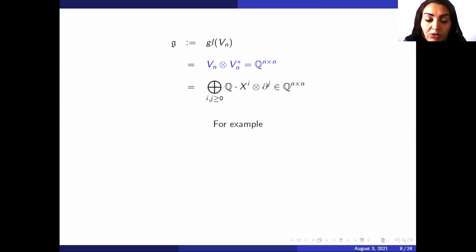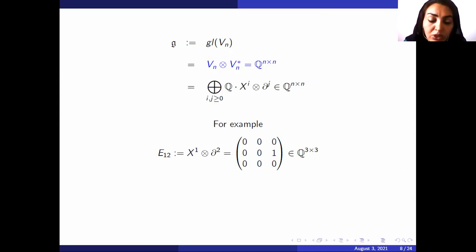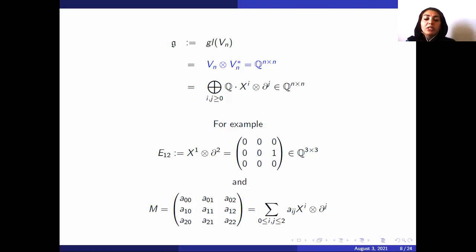And now let me give an example to be more clear to you. E_{1,2}, by definition, is x1 tensor delta 2, which is precisely this 3 by 3 matrix. And we can write any 3 by 3 matrix, of course, as a linear combination of x_i tensor delta_j.